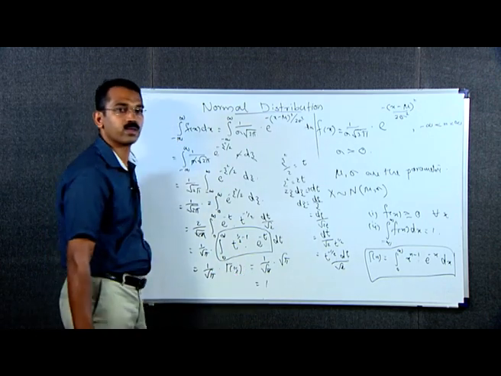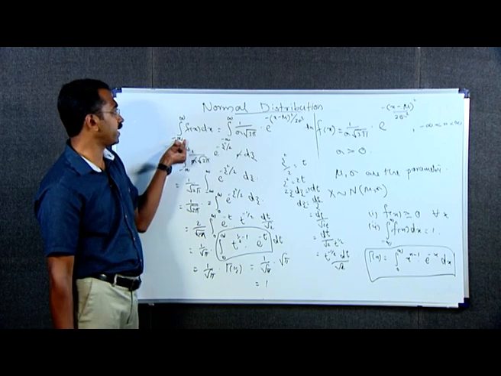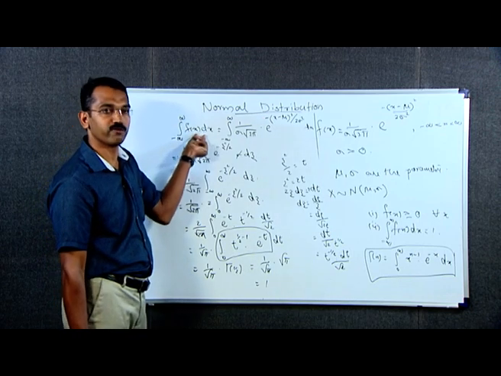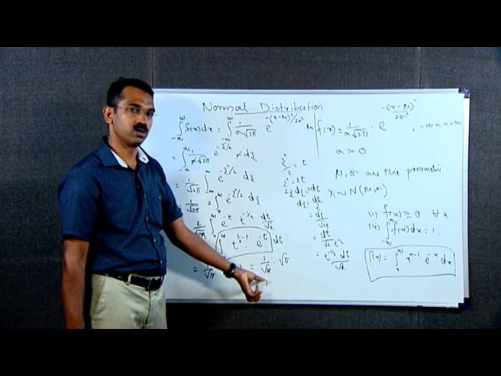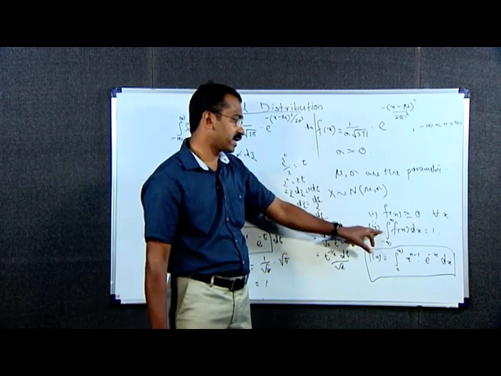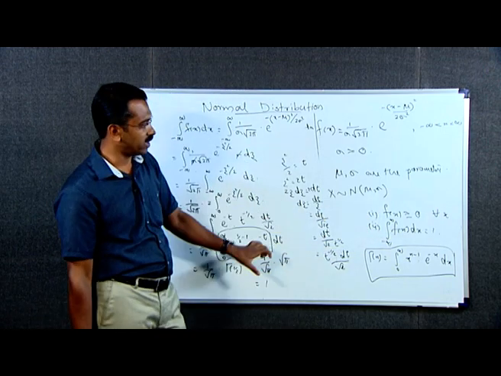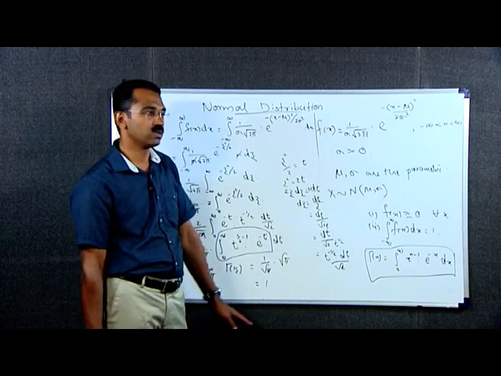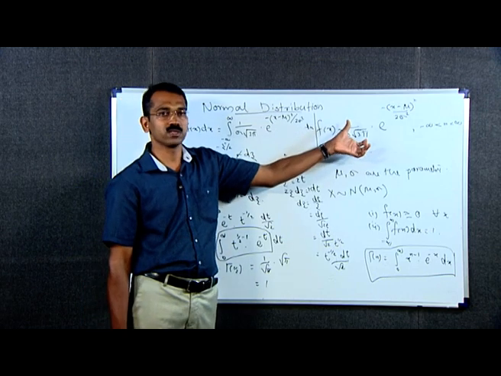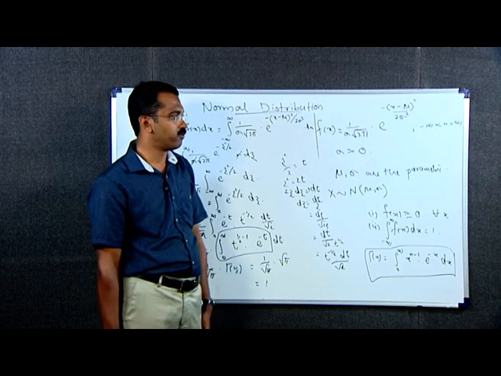1. That is, integral from minus infinity to infinity f of x dx is equal to 1. That means the second condition for a PDF is satisfied by this function, and hence this f of x is a PDF.